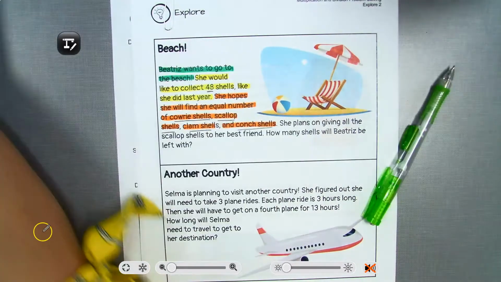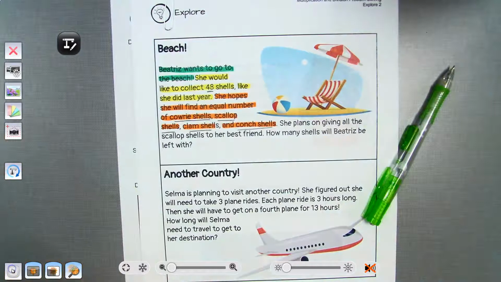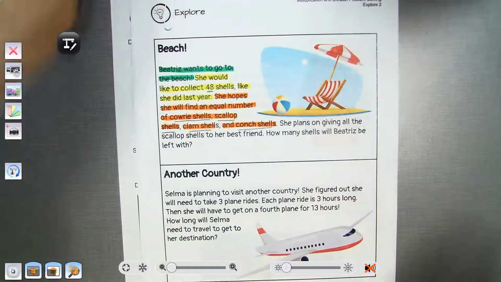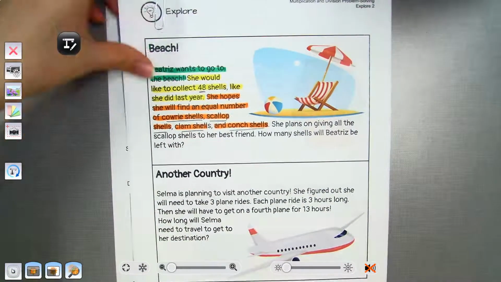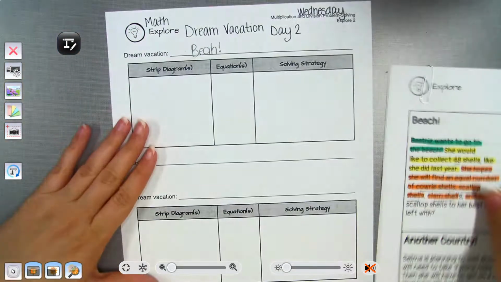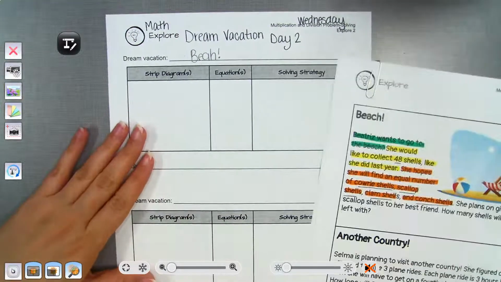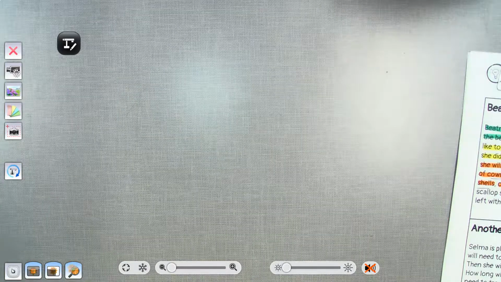So let me go get some base 10 blocks real quick. I forgot it'd be easier to do this with base 10 blocks. So looking at our base 10 blocks, because I don't want to have to physically draw 48 dots. I'm going to put my papers over here. I know I'm going to have 48 shells.